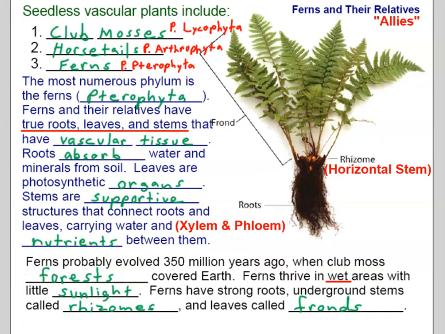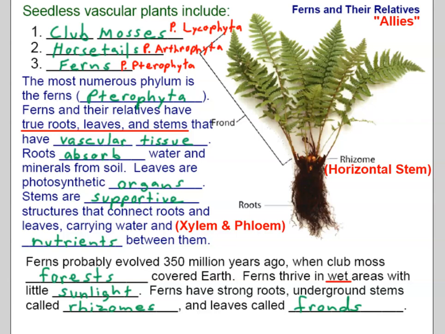So when it comes to the seedless vascular plants, what we're talking about are ferns and their allies, or their relatives. And there are three primary phyla. You can think of the seedless non-vascular plants like mosses and their relatives as a clade. And the seedless vascular plants that we're looking at now, you can think of them as a clade. The clade is divided up into these phyla. We've got the club mosses, which are the phylum Lycophyta, the horsetails, which are the phylum Arthrophyta, and the ferns, which are the phylum Pterophyta.